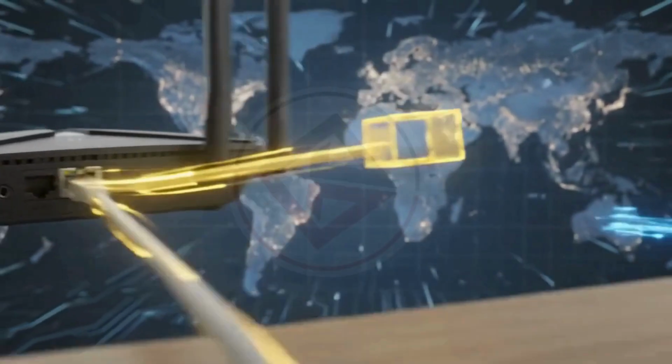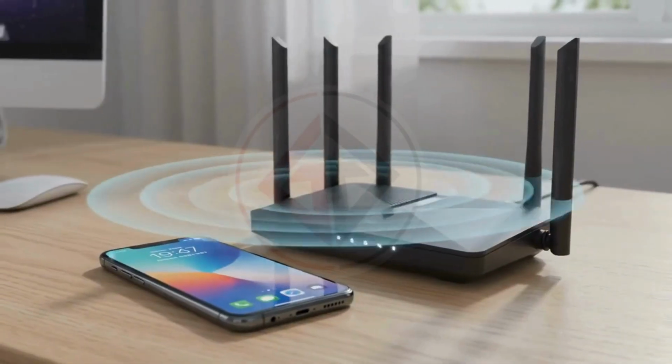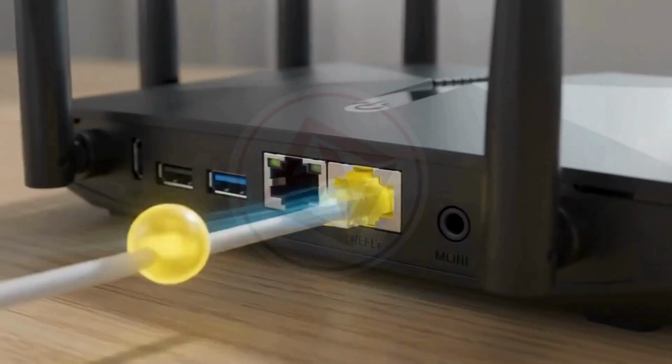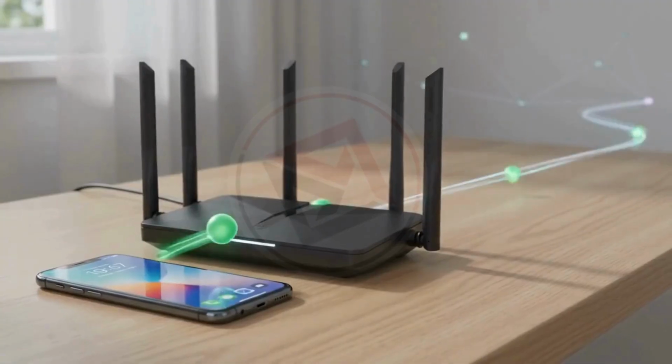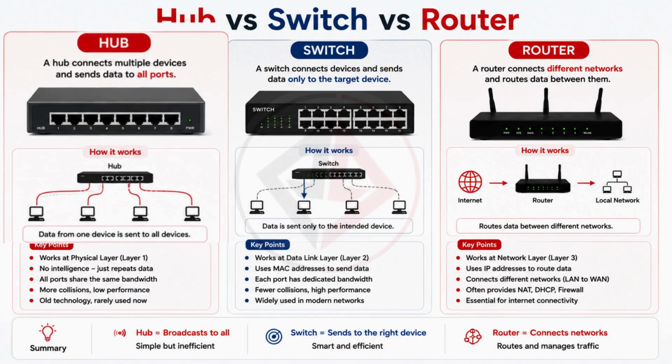Many home routers also provide features such as DHCP, NAT, firewall protection, and Wi-Fi. So, when your phone accesses a website, the router helps send that traffic from your local network toward the internet and back. So remember this simple rule.